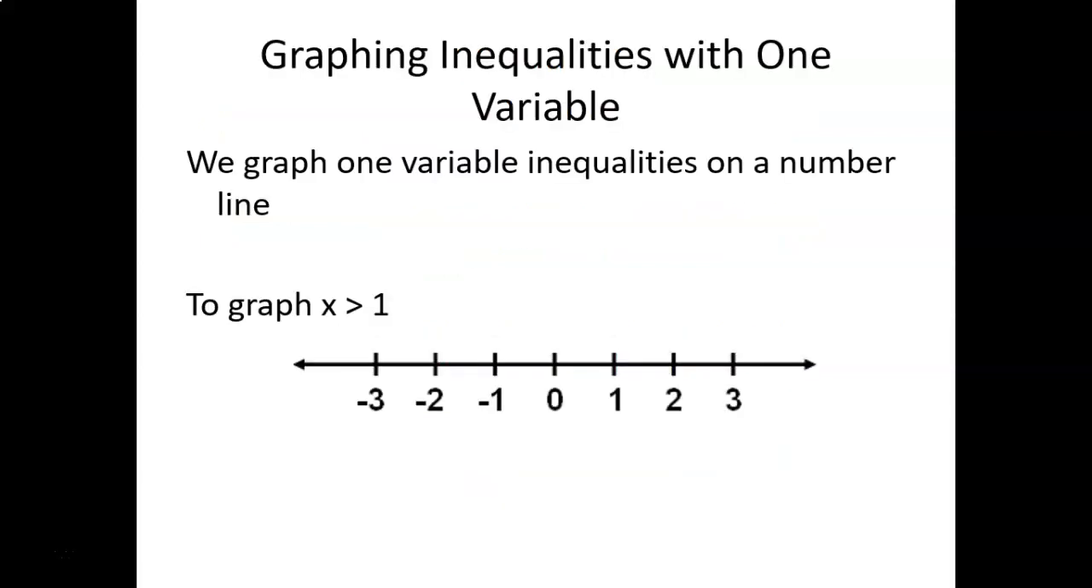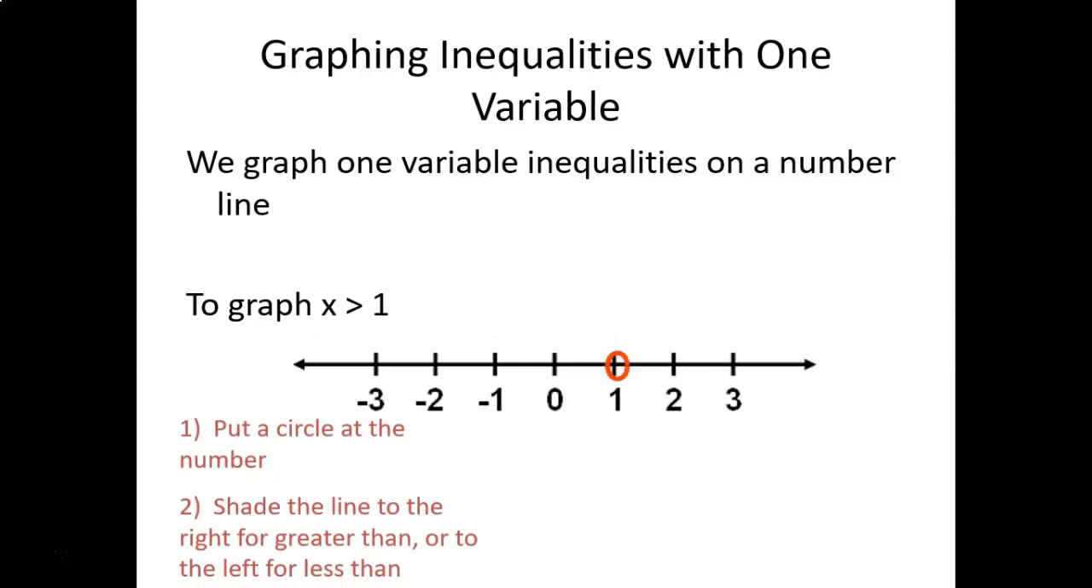So if I want to graph x is greater than 1, it's pretty easy. I have to start with a circle at 1. Now, because it's not or equal, I'm not going to shade it in. But it's greater, so greater goes to the right, and that's it. That's my graph for x is greater than 1. When the variable's on the left, this symbol kind of tells you, it looks like an arrow to the right. It gives you a little hint on which way to shade your line.